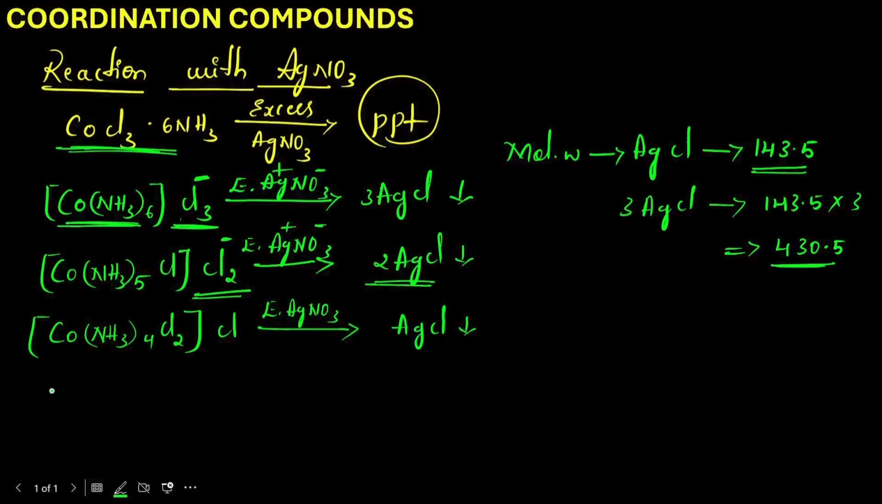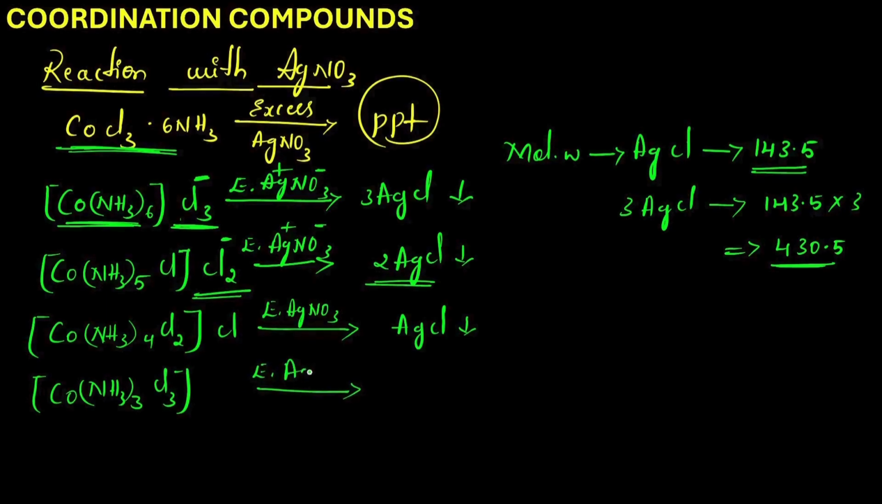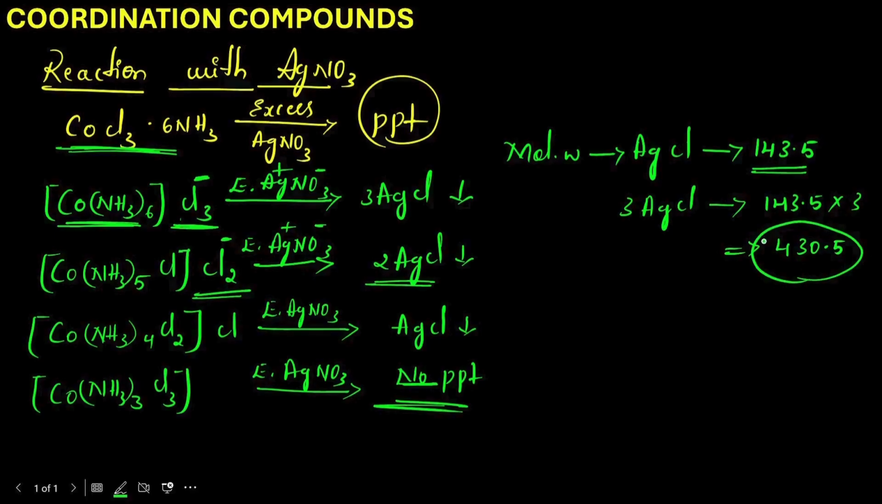Again, we will take one more example. Here [Co(NH3)3Cl3]. In this case we have no counter ion. When this is treated with excess of AgNO3, what happens? We are not going to get any precipitate because we have no counter ion Cl-. So no precipitate is obtained. Based on this you may expect questions where they provide you the molecular weight and ask you to calculate the number of moles of precipitate formed.